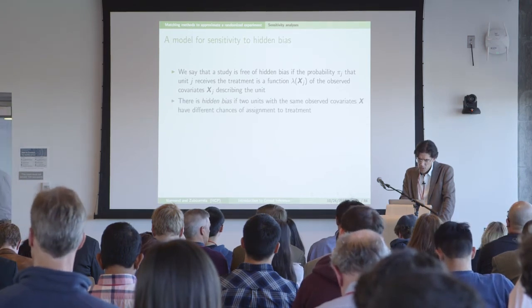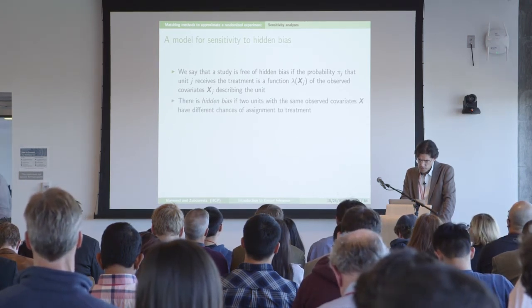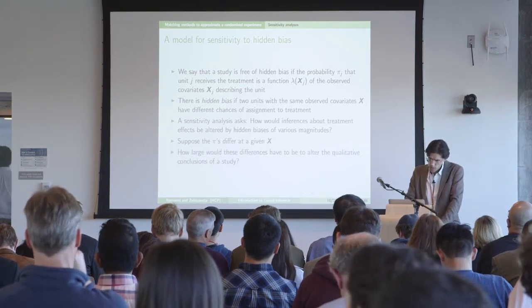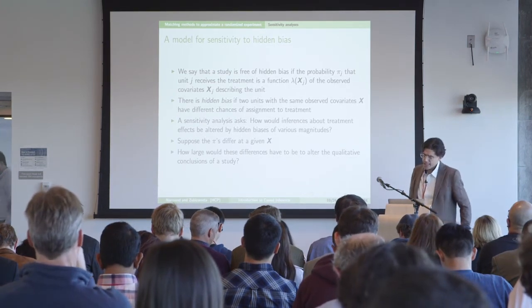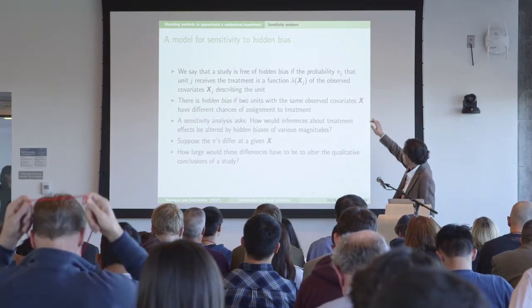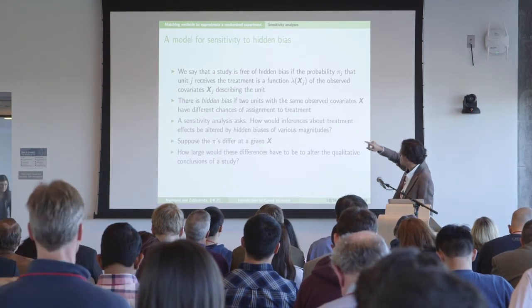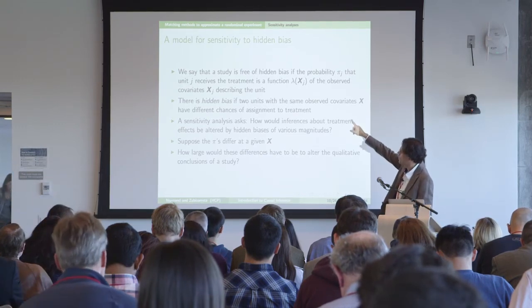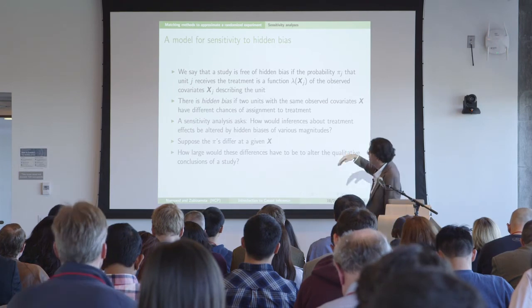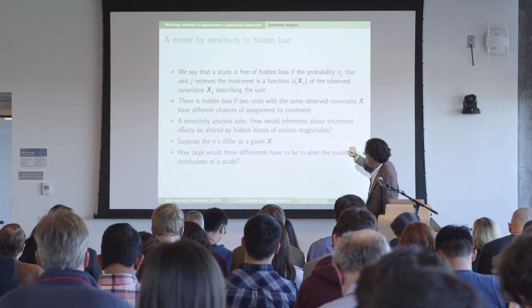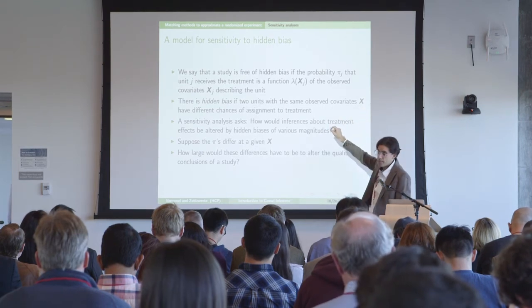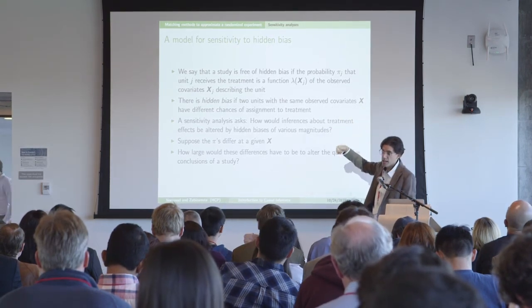And the model is going to go as follows. We're going to say that a study is free of hidden bias if the probability of a given unit J of receiving treatment is a function of the observed covariates, period. Alternatively, we're going to say that there's hidden bias if two units with the same X's vary in their probability of receiving treatment because of an unobserved covariate U.